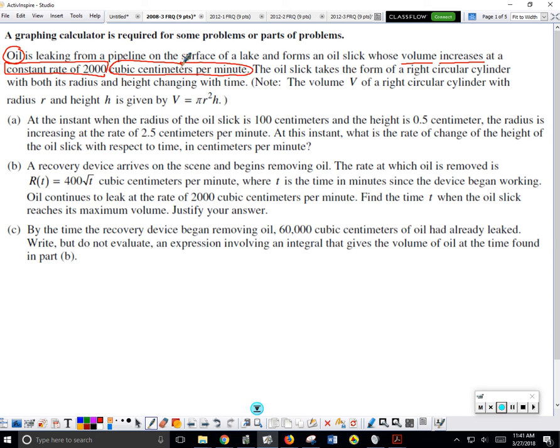The oil slick, develop the habit of when you hit a period, kind of pause and make sure you haven't missed something. So oil leaking from a pipeline. Okay, good. The oil slick takes the form of a right circular cylinder. So, cylinder. You picture the oil slick as a big circle with thickness. The radius and the height are changing with time. So here's the height. Here's the radius. And they give us a formula, so I'm going to keep track of that.